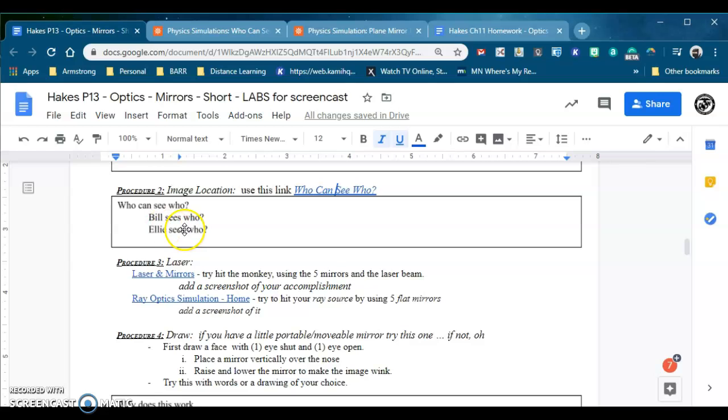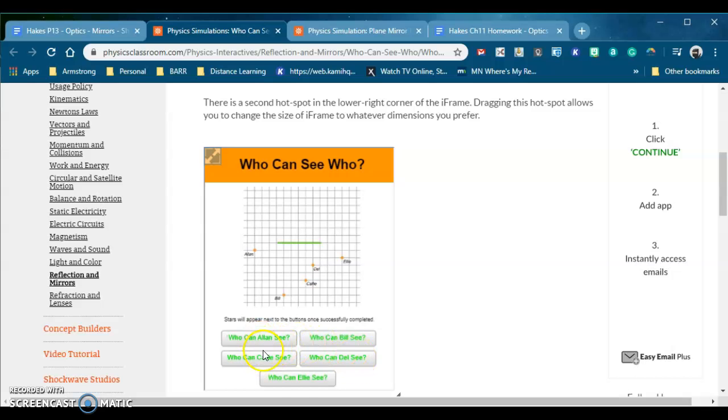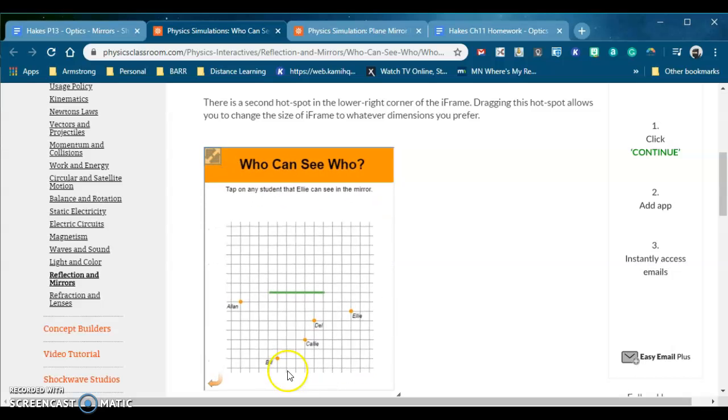Okay, and then we want to say, who can Ellie see? So go back to the same simulator. You can click on Ellie. Who can Ellie see? And then Ellie's here, and try to figure it out. For example, Alan is 1 away, so if he goes this way, is there an angle between Ellie and the mirror and Alan to get to this point?